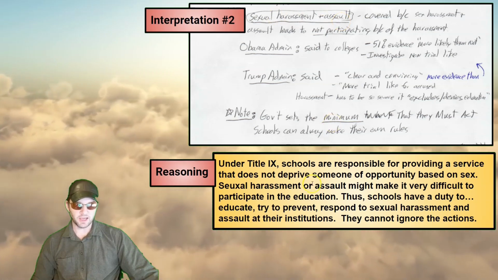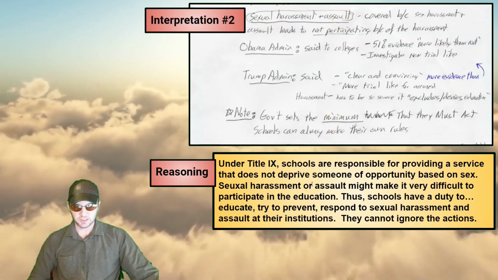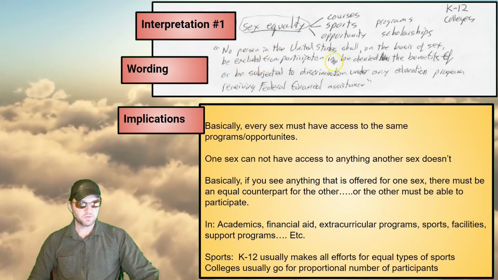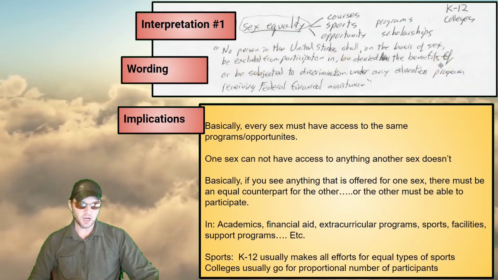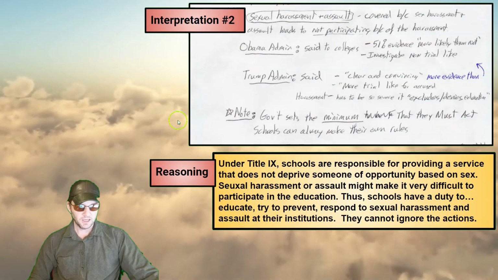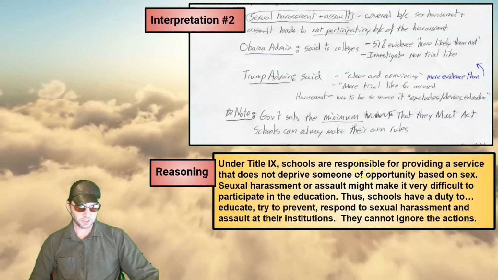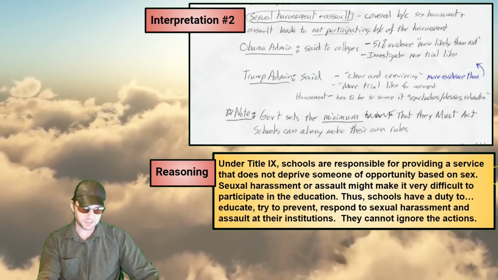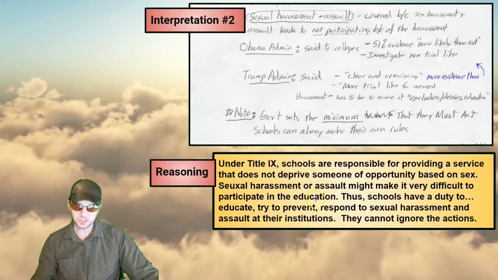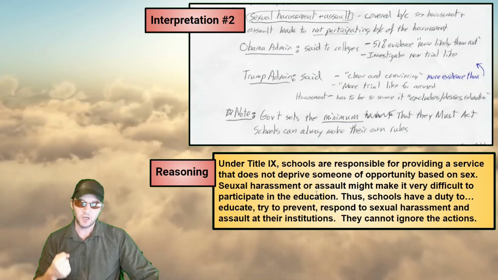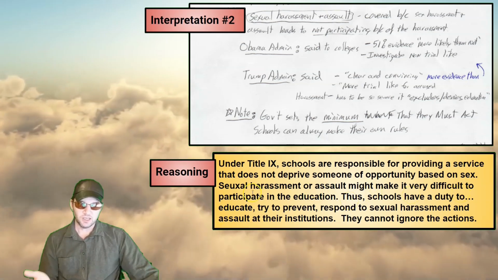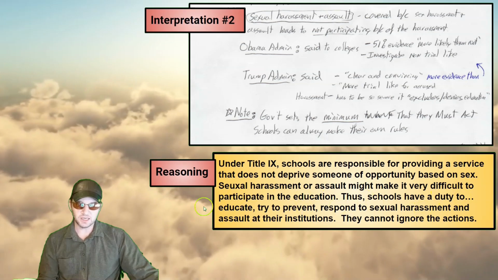Now, the reasoning is that Title IX is basically against sex discrimination, but it's also that no one shall be excluded from participation or denied the benefits of an education based on sex. So the reasoning goes that schools are responsible for providing a service that does not deprive someone of opportunity based on sex. The argument can be made that sexual harassment or assault makes it very difficult to participate in education if you are continually being sexually harassed or assaulted. Thus, the schools have a duty to educate, try to prevent, and respond to sexual harassment and sexual assault at their institutions.